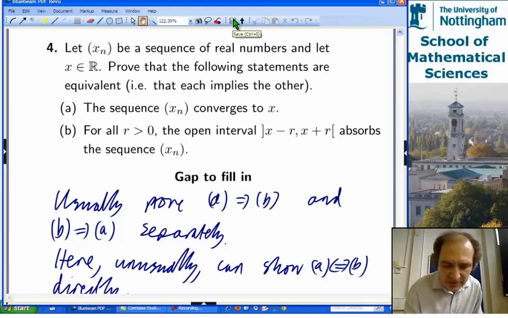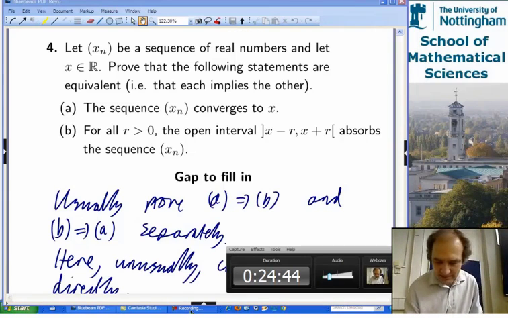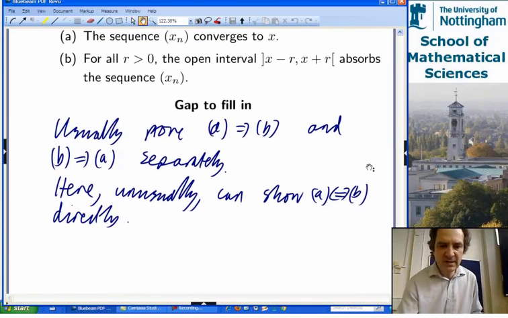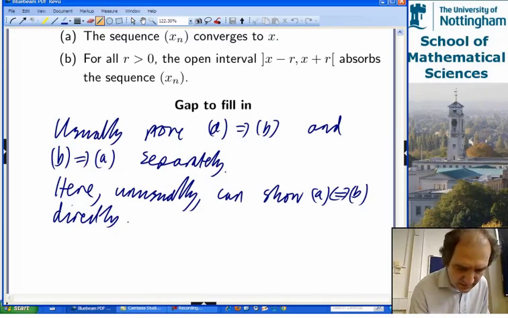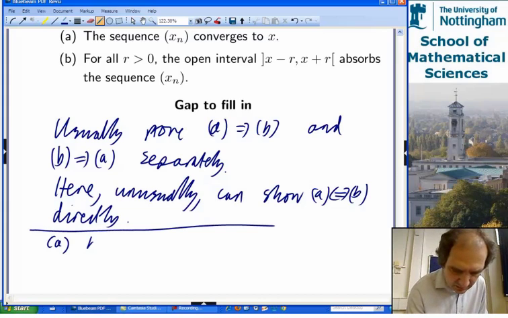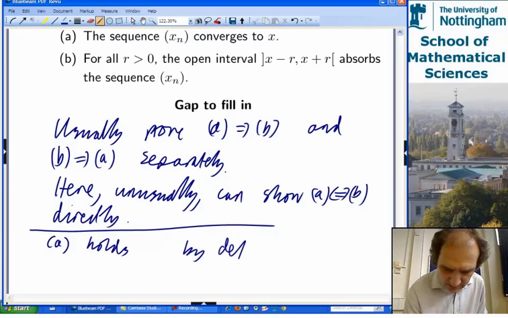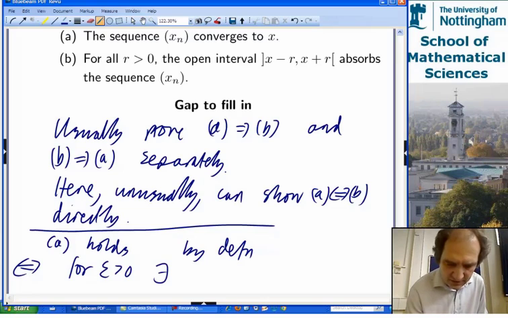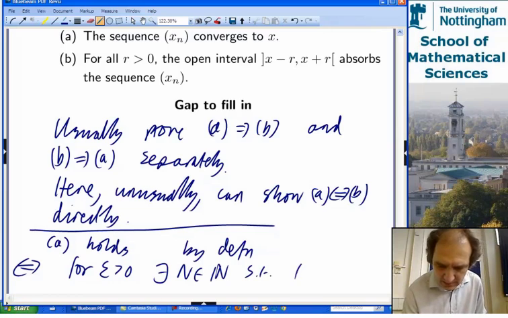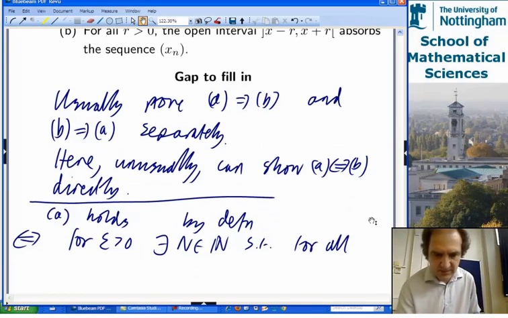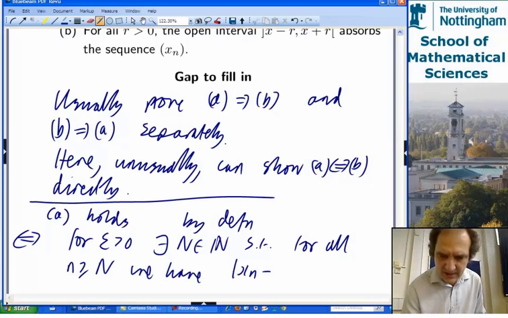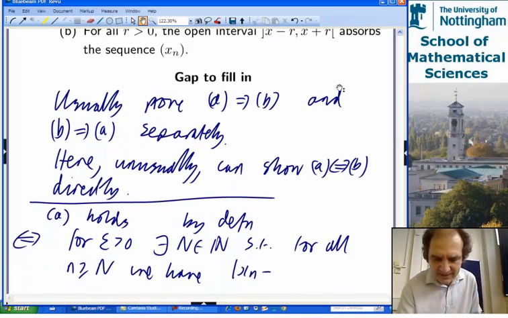Let me pause briefly again and see if anybody's had a go at question 4. Okay, let's see how you do question 4. We'll just substitute in the definitions. xn converges to x by definition if and only if for all epsilon greater than naught there exists a natural number capital N such that for all n greater or equal to capital N we have mod xn minus, what are we trying to converge to? x, I'm glad to see. Mod xn minus x is smaller than epsilon.